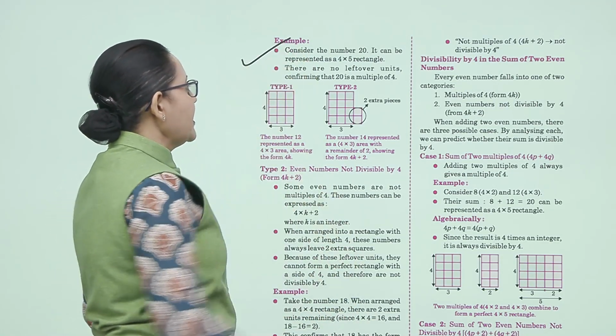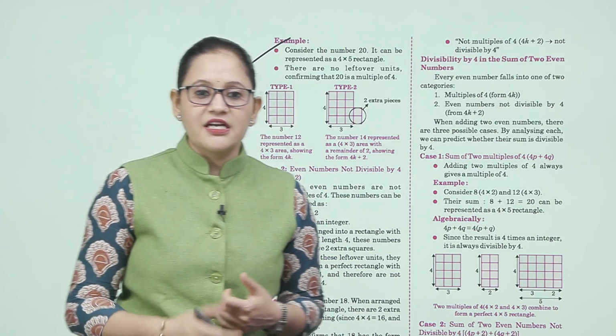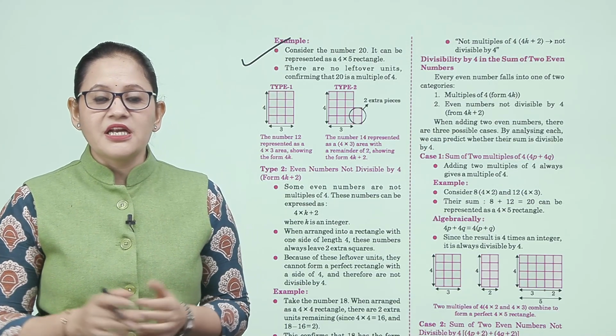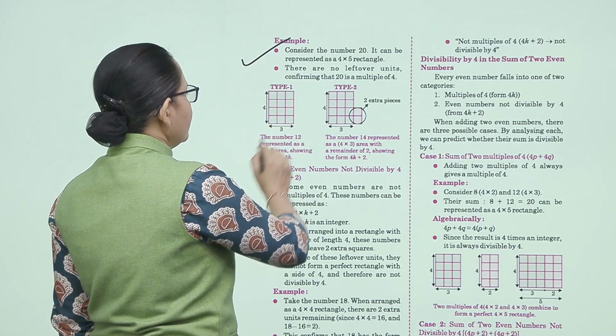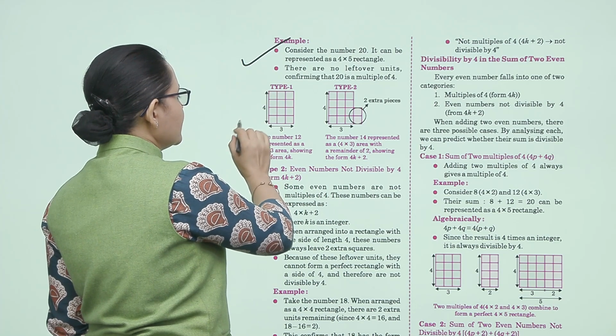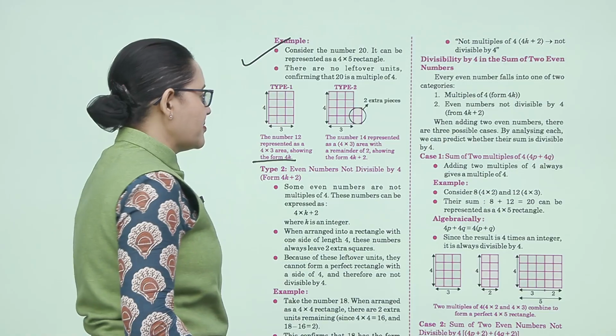Now, we will take an example here. Consider the number 20. It can be represented as a 4 into 5 rectangle. There is no leftover unit, confirming that 20 is a multiple of 4. You can see nothing extra here. 4 into 3, 12. We can arrange it like this. So, nothing extra remains here.